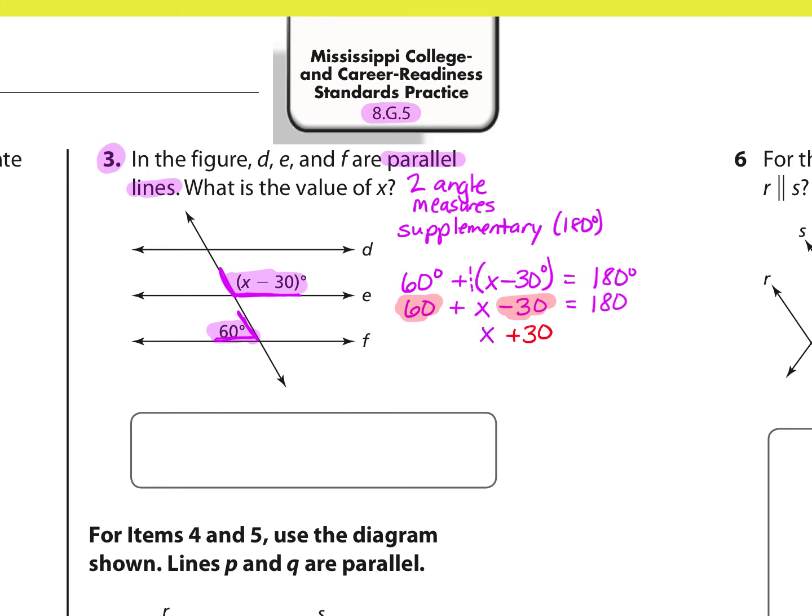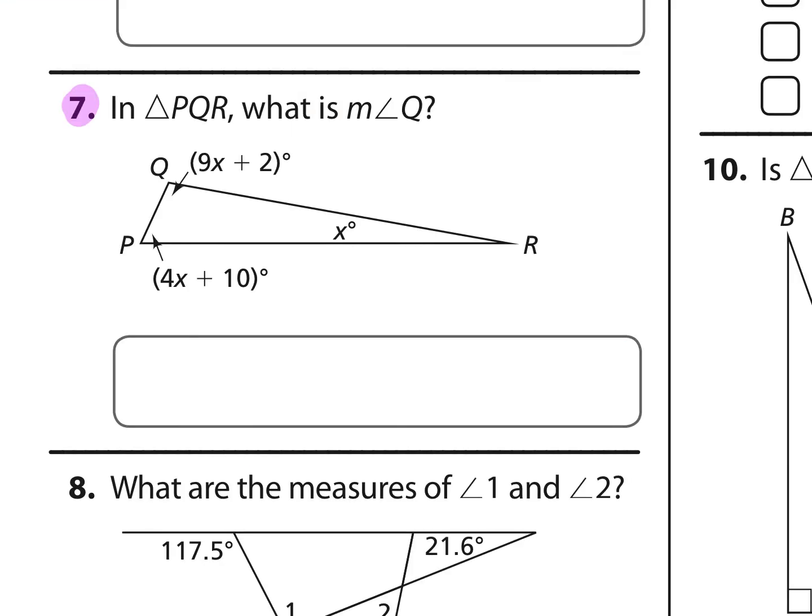So we've got x plus 30 equals 180. Then we'll subtract 30 from both sides to get x by itself, and we get x as 150. And that's what it asks for. It asks for the value of x. x is 150.